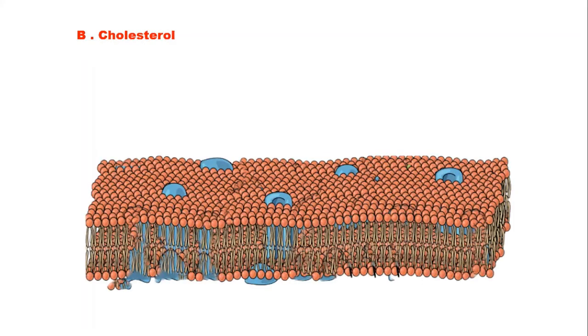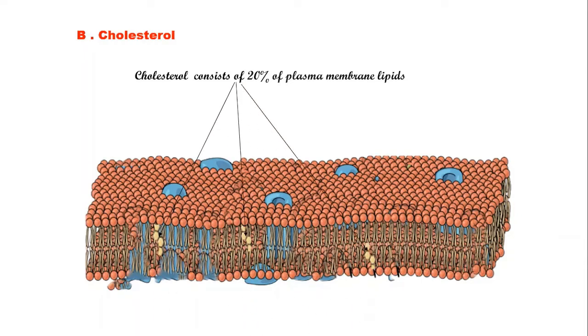Next one, that is cholesterol. So cholesterol makes up 20% of plasma membrane lipids, which are located along the phospholipids in animal cells. However, plant cells lack cholesterol in the cell membrane.